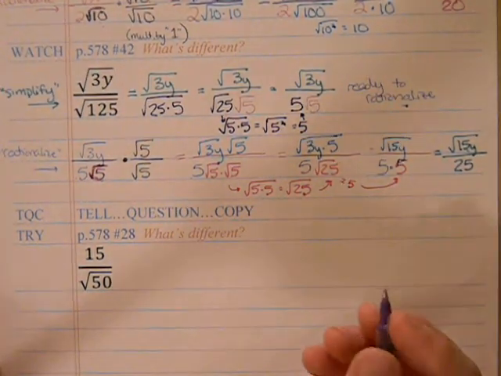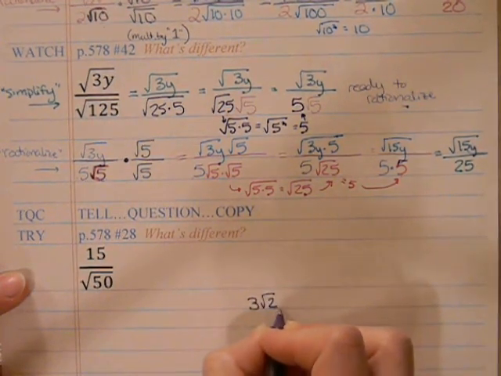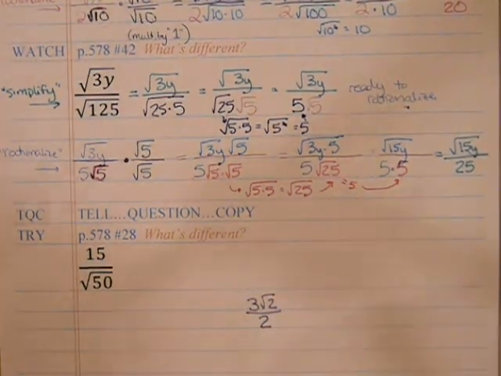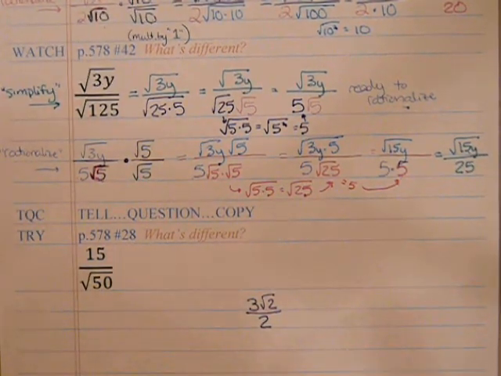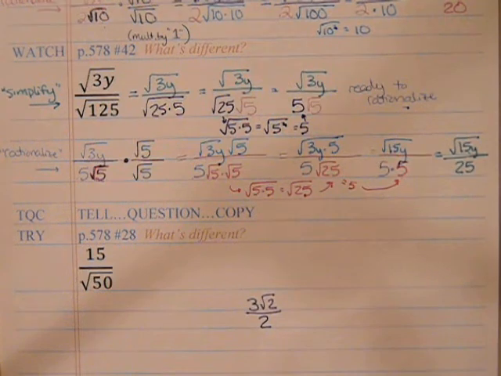Okay, and the final answer here that you should get is 3 radical 2 over 2. Once you've rationalized it, you've got a nice number down there on the bottom, and you've also done all the simplification that you can here. Okay, so make sure that you bring any questions that you have to class, and we'll take care of you there.